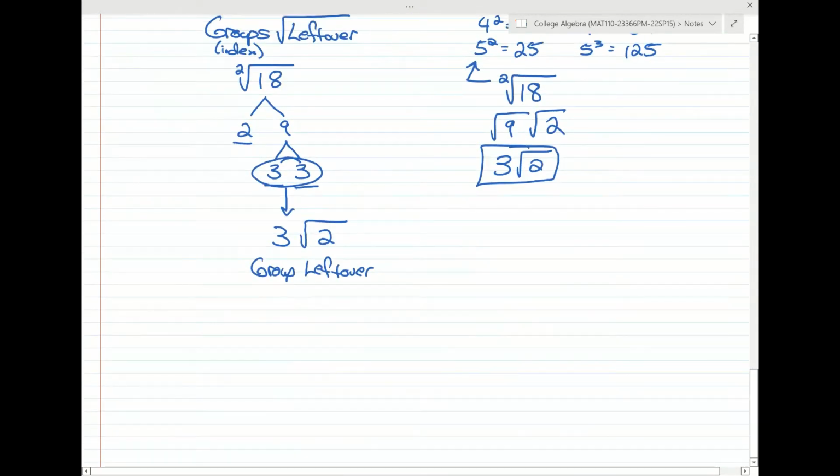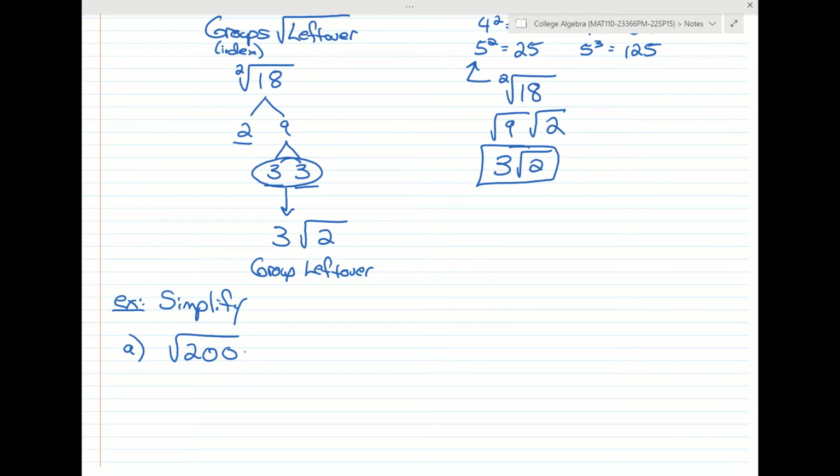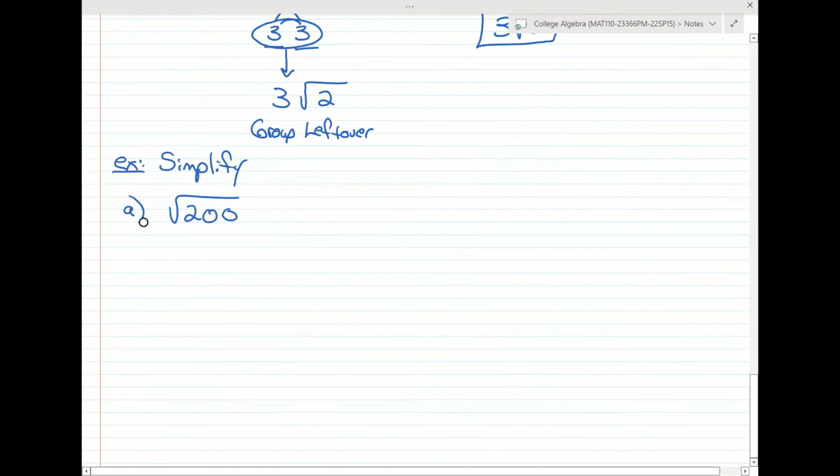We'll actually just do a bunch here. I'll say to simplify. Let's do the square root of 200. We used a small number before, now we'll use a big number. So the first thing we could do is use the prime factorization tree. It works every time. It's a little longer, but it's a reliable way to get the answer.